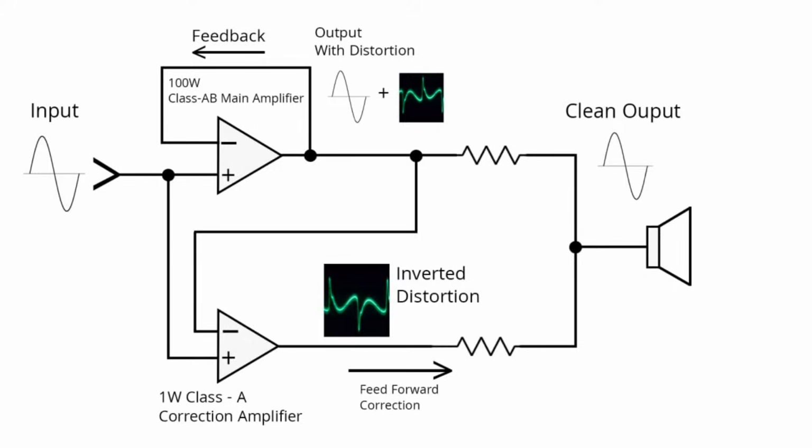So now let me ask you this: if the main amplifier is 100 watts and then the feed-forward error correction amp is only 1 watt, what happens when you exceed the 1 watt? Does it become less effective?